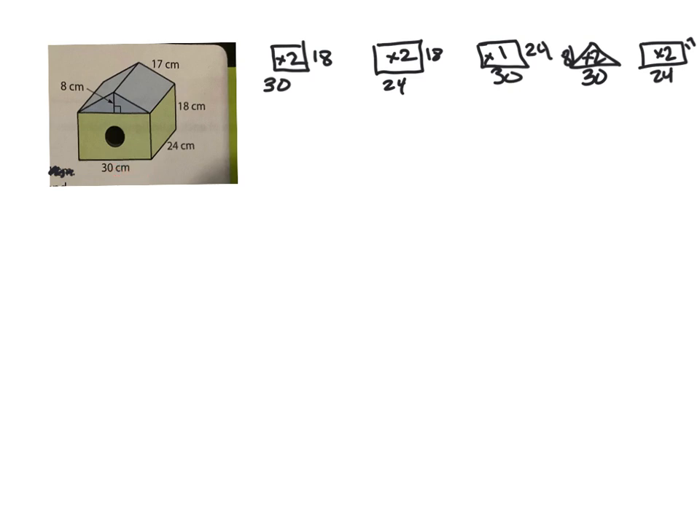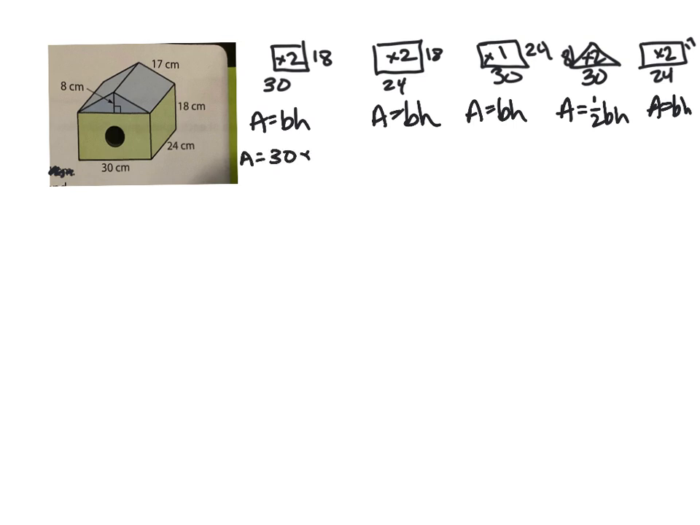Now I'm going to take down my formulas. I have a rectangle, base times height, or length times width, same thing. Triangle, half, base times height, and another rectangle, base times height. Let me plug in my dimensions. 30 times 18. 24 times 18. 30 times 24. 1/2 times 30 times 8. And 24 times 17.